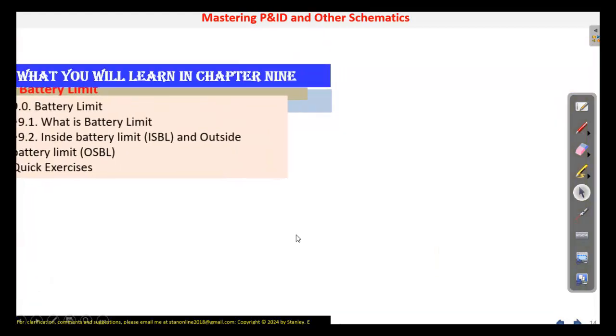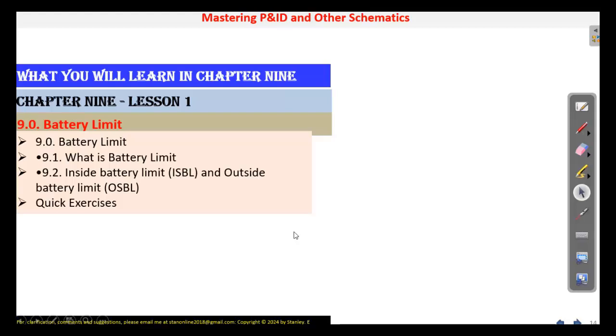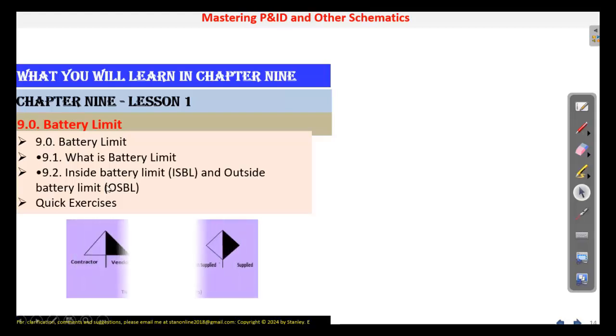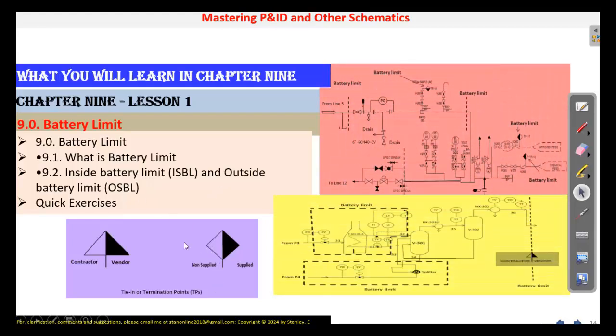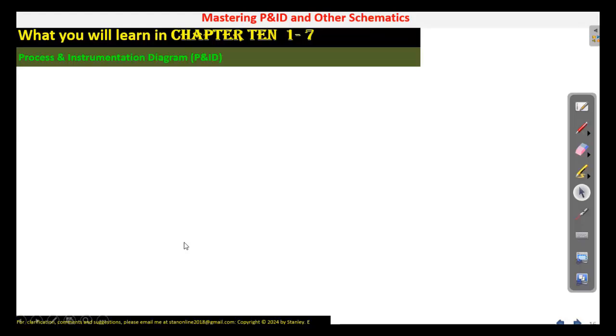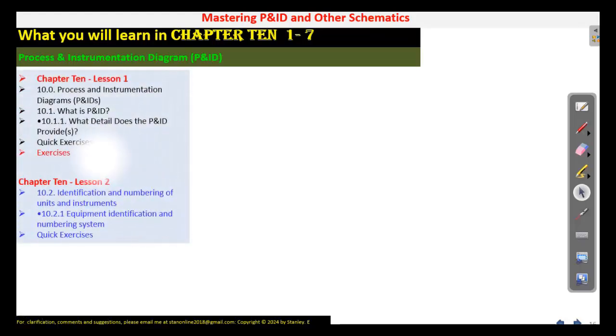In chapter 9, we're going to be looking at battery limit. What is battery limit? Inside battery limit and outside battery limit, and some quick exercises. What you learn in chapter 10, lessons 1 to 7. Here in lesson 1, we're going to be looking at the process and instrumentation diagram, P&ID. What is a P&ID? What does a P&ID provide?